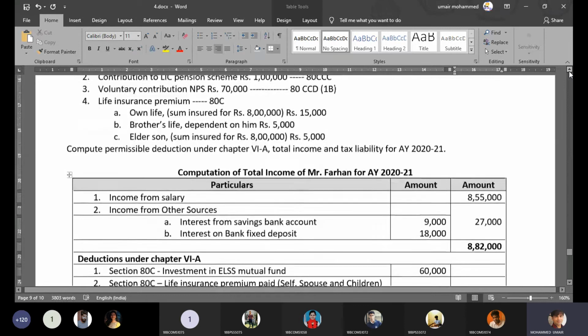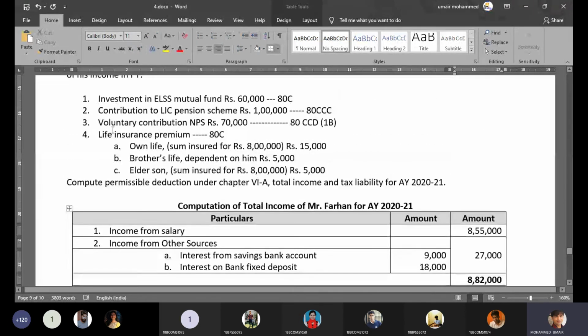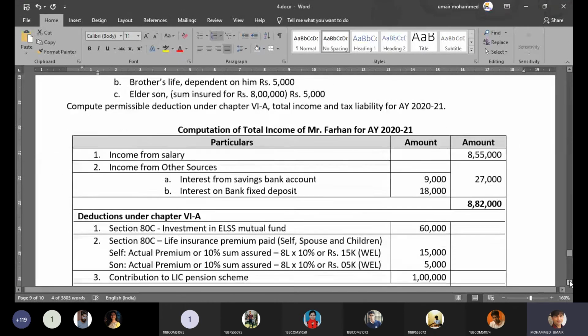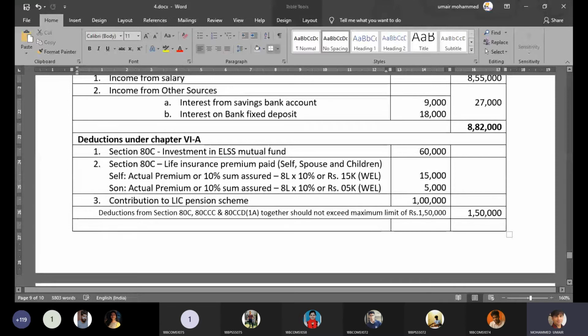Now, next point. What else is left out? Okay, voluntary contribution to NPS, and this gets qualified for deduction under section 80CCD(1B). So, section 80CCD(1B). The assessee can be here.